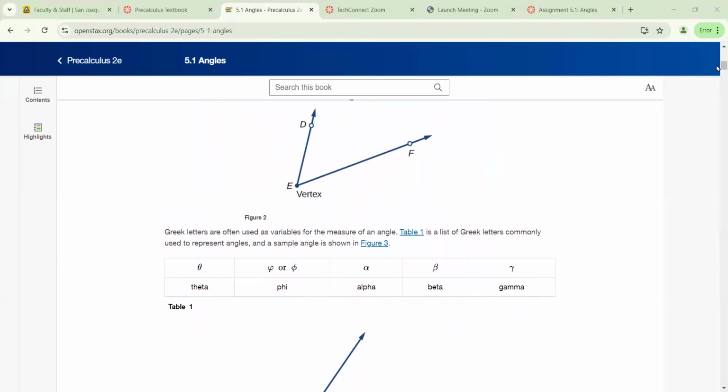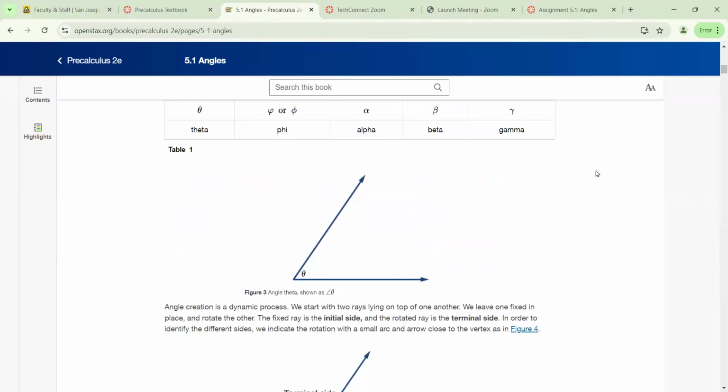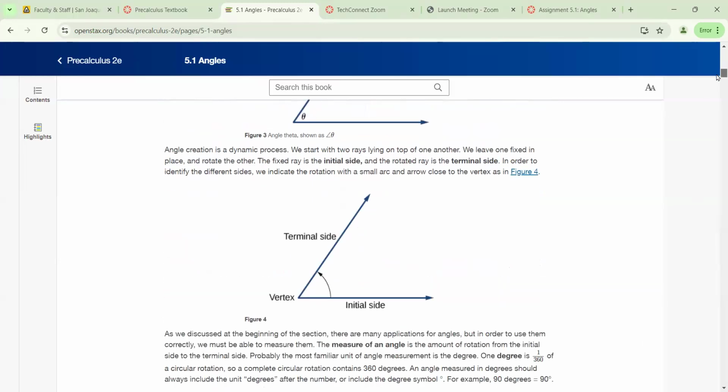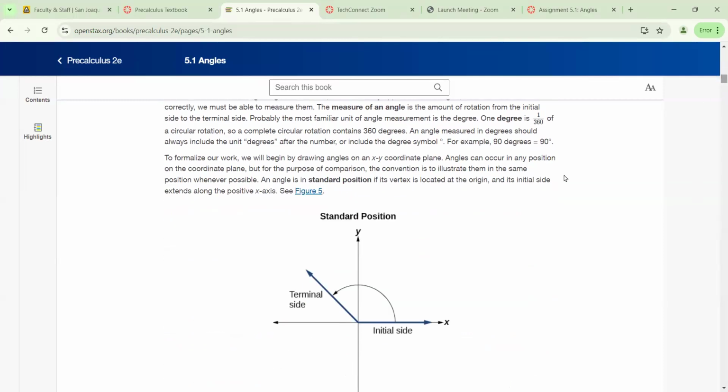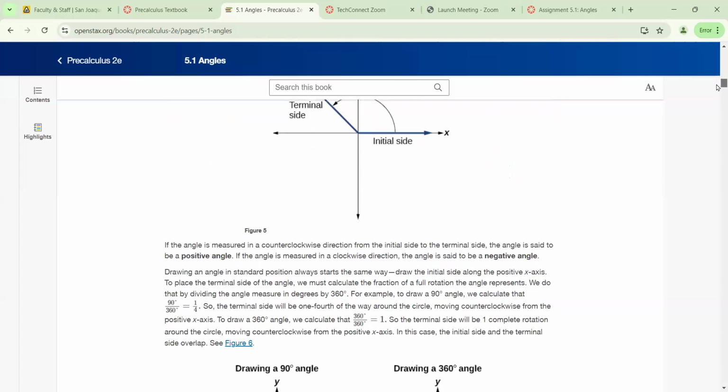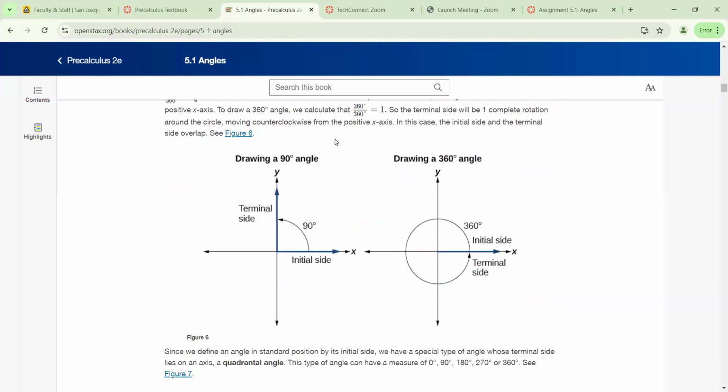Scrolling further down to give you a visual of the angle theta, here is your vertex. This side is called the initial side, and this is called the terminal side. And this is the standard position of the angle. So whenever you draw an angle, this is your x-axis, this is the y-axis. The initial side is here, the terminal side is right here. So this is a 90-degree angle.